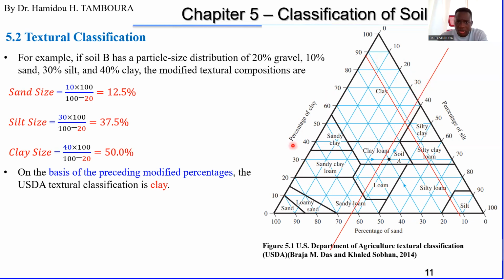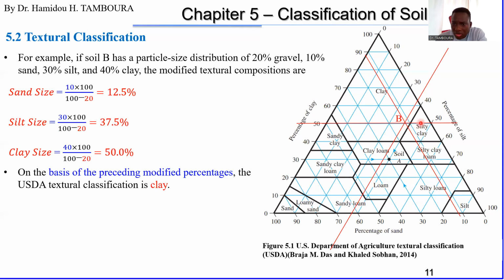And clay fraction, clay size particle, the percentage is 50%. So this percentage, clay 0 here, so you know that it has to be parallel to this 0 line. And you search for 50, it will be about this. So the 3 lines will meet here. So it means your point B is here.